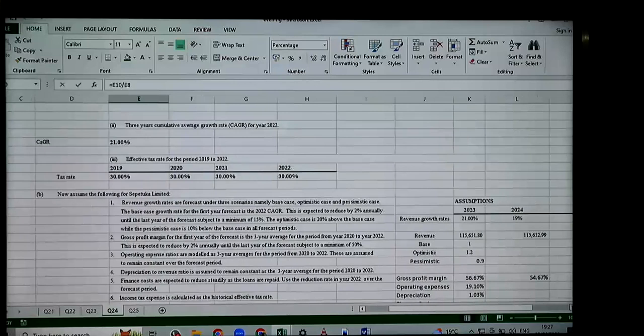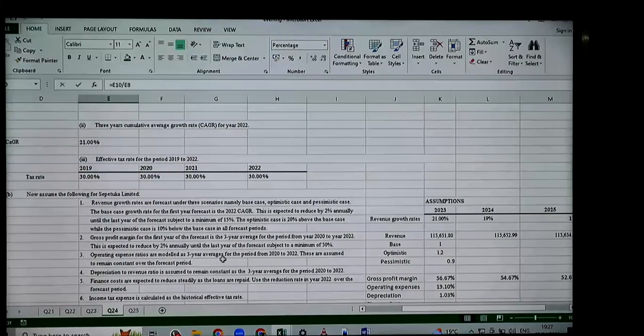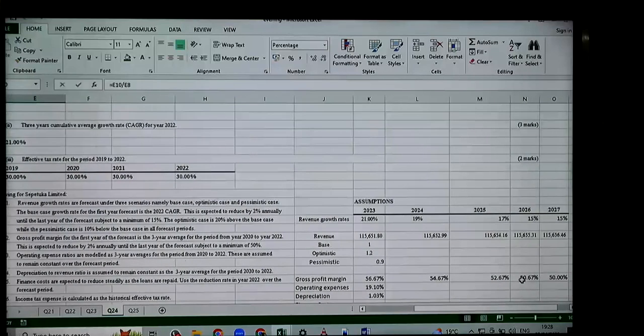56.67, isn't it? And we've been told here, this is expected to reduce by 2% annually until the last year of the forecast, subject to a minimum of 50%. So this one is the first year of the forecast. It reduces by 2% to 54. It reduces by 2% to 52. It reduces by 2% to 50. And it reduces to 50 because it has a subject minimum of 50, isn't it?